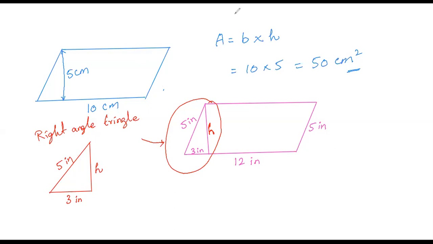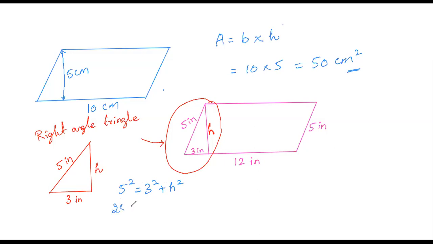Can anyone tell me what's the height there? Use the Pythagoras theorem. So what does the theorem say? C square. What is C square? It is the longest side, which is 5 square equals 3 square plus h square. You guys understand, or you want me to explain from the basics? No, we understand. Okay, that's fine.